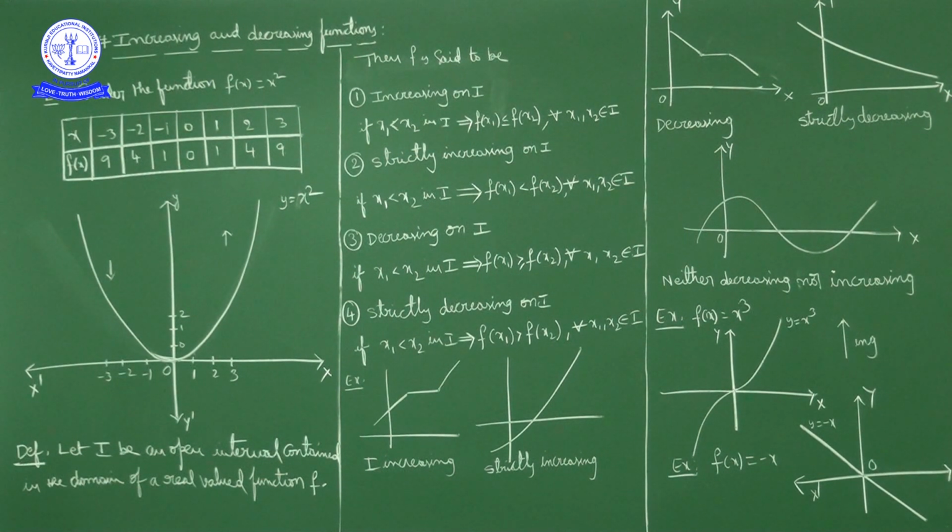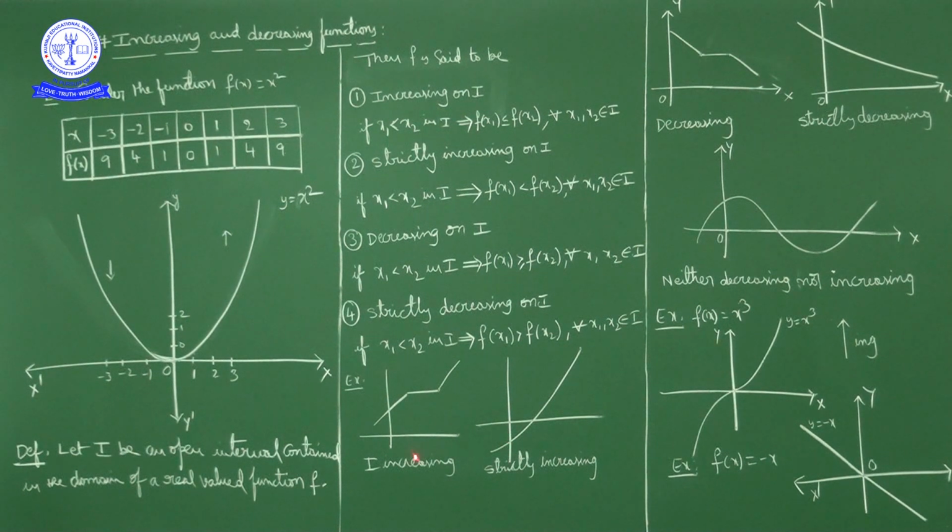Condition-wise, x1 less than x2 implies f of x1 less than or equal to f of x2, increasing. x1 less than x2, f of x1 less than f of x2, strictly increasing. Decreasing means x1 less than x2, f of x1 greater than or equal to f of x2. And x1 less than x2, f of x1 greater than f of x2, strictly decreasing.